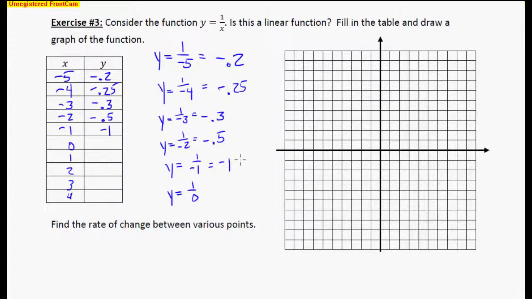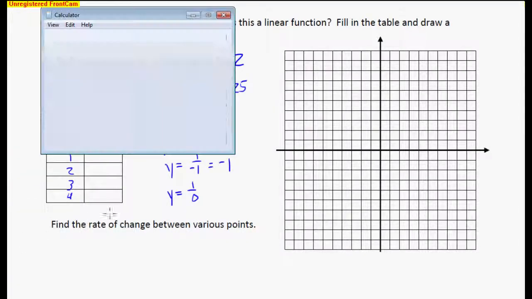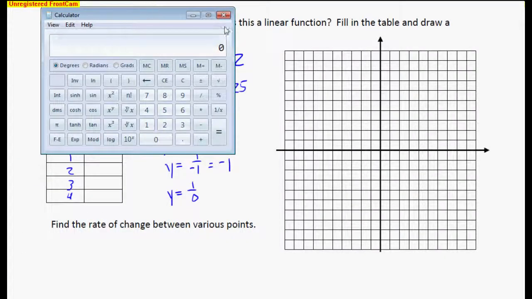If I plug in a 0 here, take your calculator. All right, take your calculator and plug in. Let me move it over here. Oops, I don't want to do that. I want to move this.